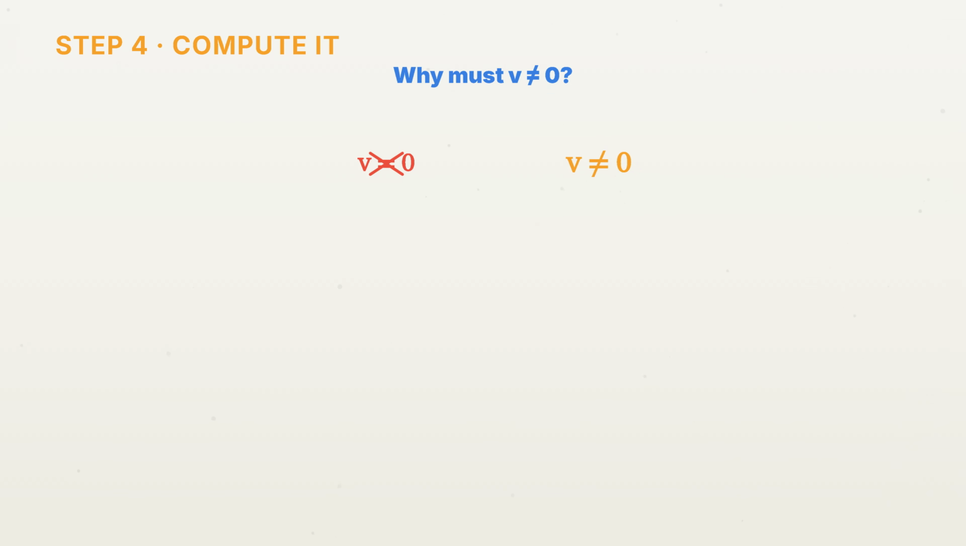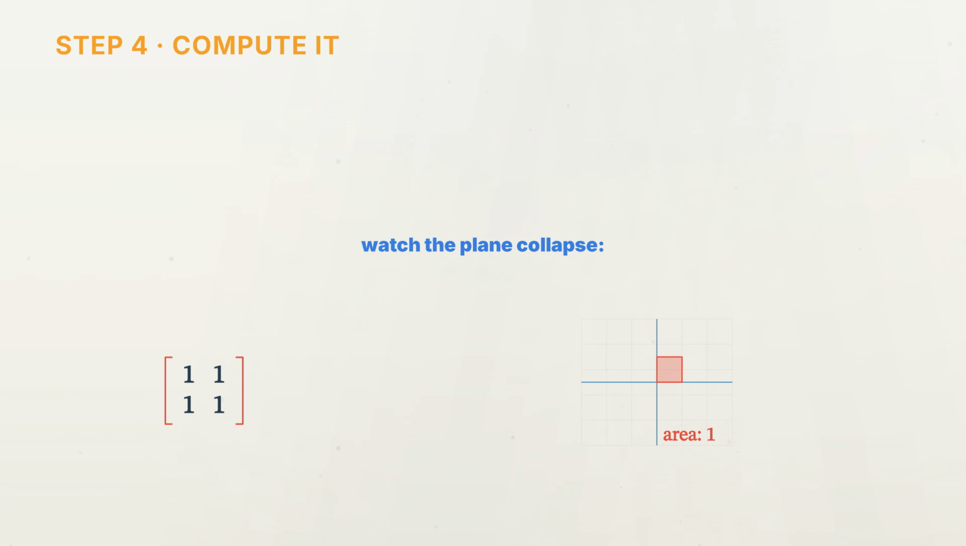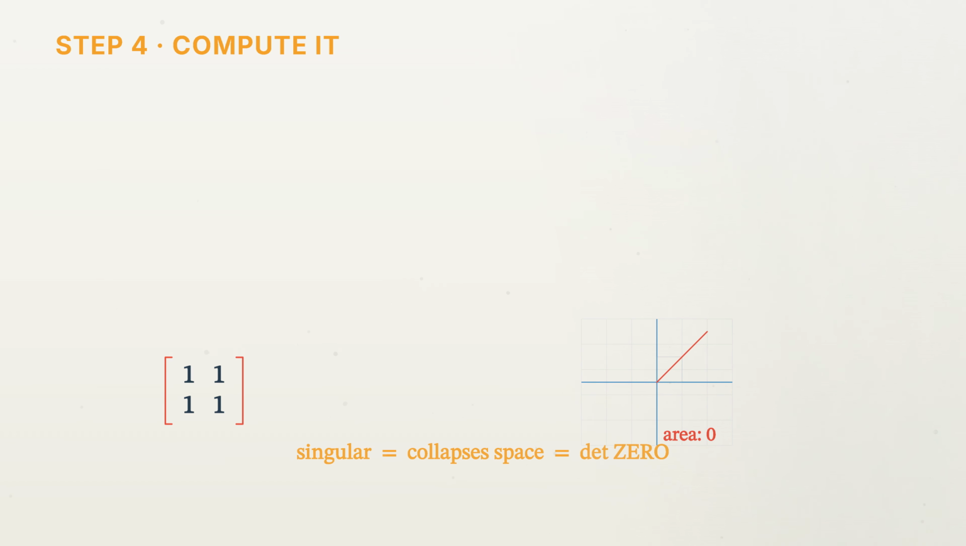Here's what collapsing space actually looks like. Take the matrix 1, 1, 1, 1, hit any vector with it. Every result lands on the line y equals x, and watch the grid flatten. The area goes to 0, and its determinant, 1 times 1 minus 1 times 1, is 0. Singular means collapse. Collapse means determinant 0. So det of A minus lambda I equals 0.